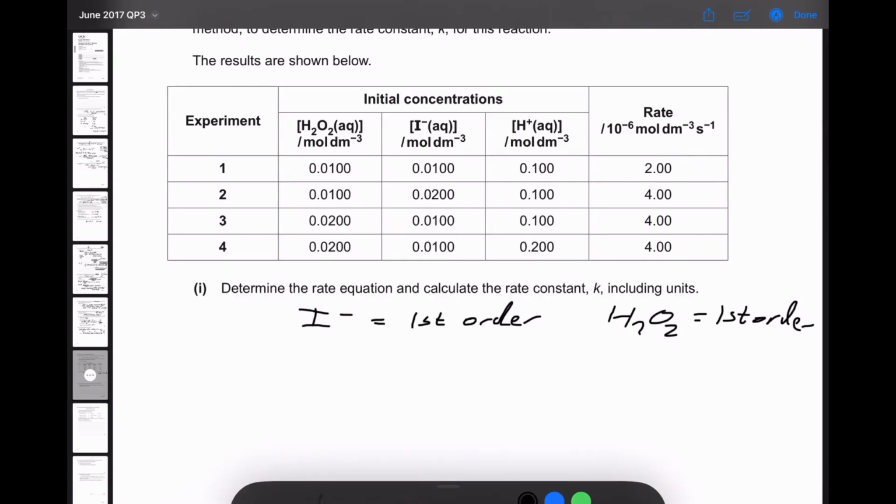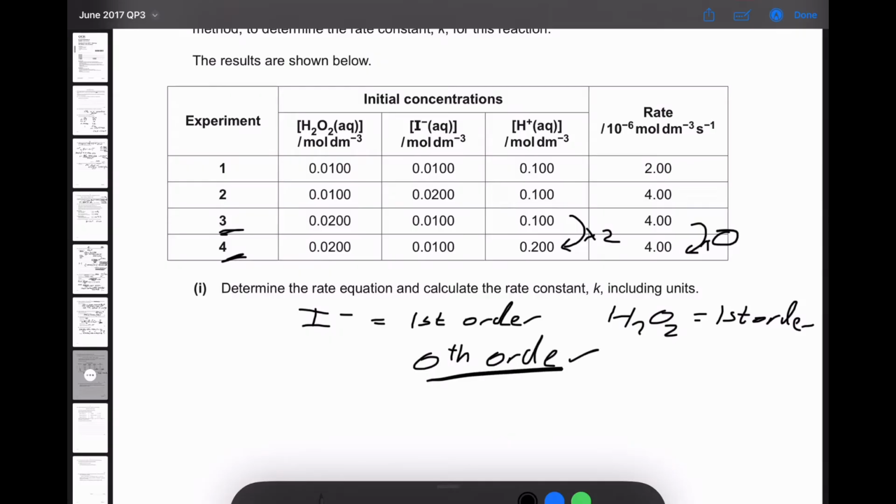So where do we go from here? See, this one, 3 and 4 are the closest, except for the last column. So we've doubled it here, but no change has taken place. No change has taken place. Well, in which case, it's 0th order. Changing concentration hasn't affected rate, so it has to be 0th order.